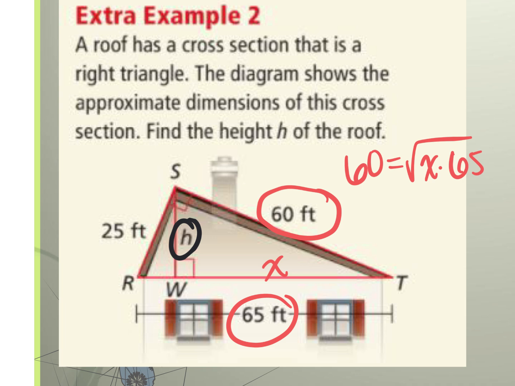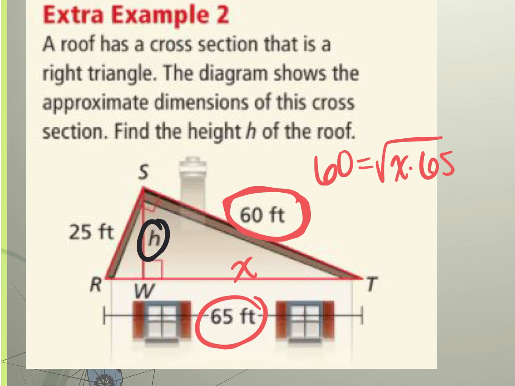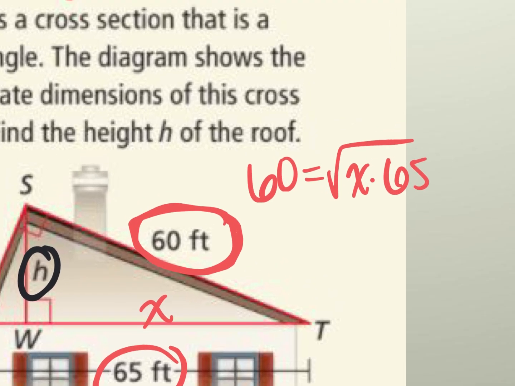So this 60 is on the right side of my triangle. It's going to be the geometric mean of the segment of the hypotenuse that's next to it, which is WT. We're going to make that x because we don't know its value. And the other value will be the whole length of the hypotenuse on the bottom, which is 65. So we take x times 65, take the square root of it, and that should be equal to 60.